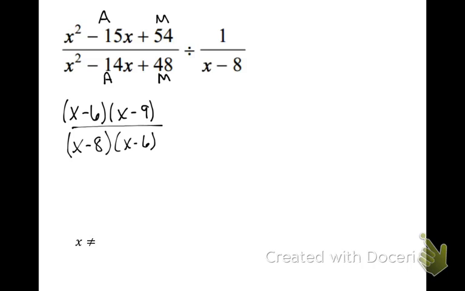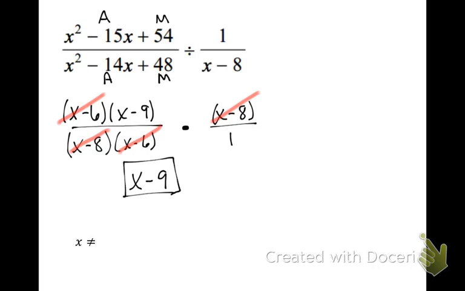Okay, so I kept the first one. I'm going to flip the second one and change to multiply. Okay, here we go. So now we're looking for common factors. On the top and bottom, I have an x minus 8, so I'm going to cancel those out. I also have an x minus 6. So I'm left with x minus 9 on top, and on the bottom I had a 1. I don't want to leave my answer over 1, so my answer is just x minus 9.